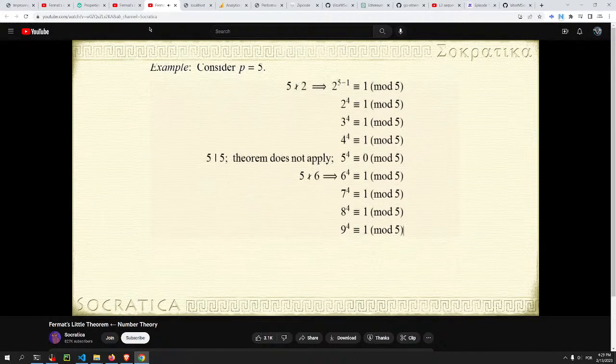Now we get to 10. Once again, 10 and 5 are not relatively prime. 5 does divide 10, so the theorem does not apply here. And in fact, 10 to the 4th is congruent to 0 mod 5. And this goes on forever. Now, this may seem like a very specific theorem, that it doesn't have a lot of uses because look, all the exponents are 4. It turns out, though, you can use this in examples when the exponent is something else.